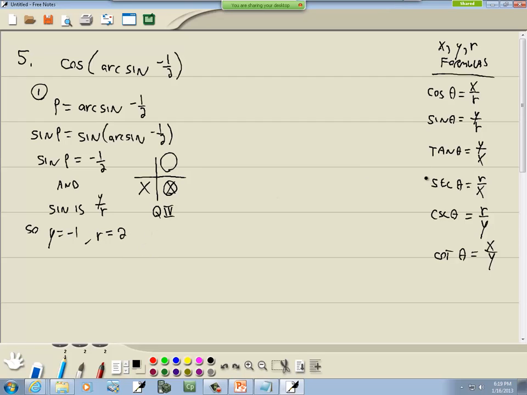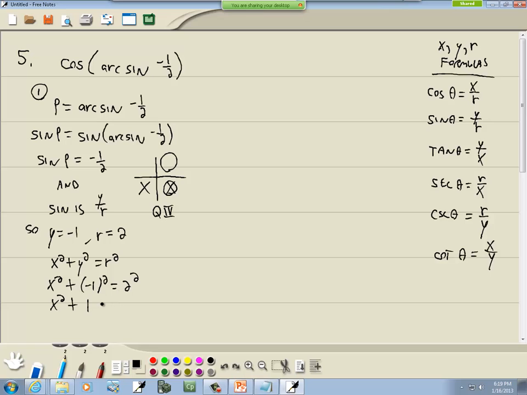Now in order to use these formulas over here, we need x, y, and r. Well, we got two of them. We just need to find x. So we got x squared plus y squared is equal to r squared. X squared plus negative 1 squared is equal to 2 squared.